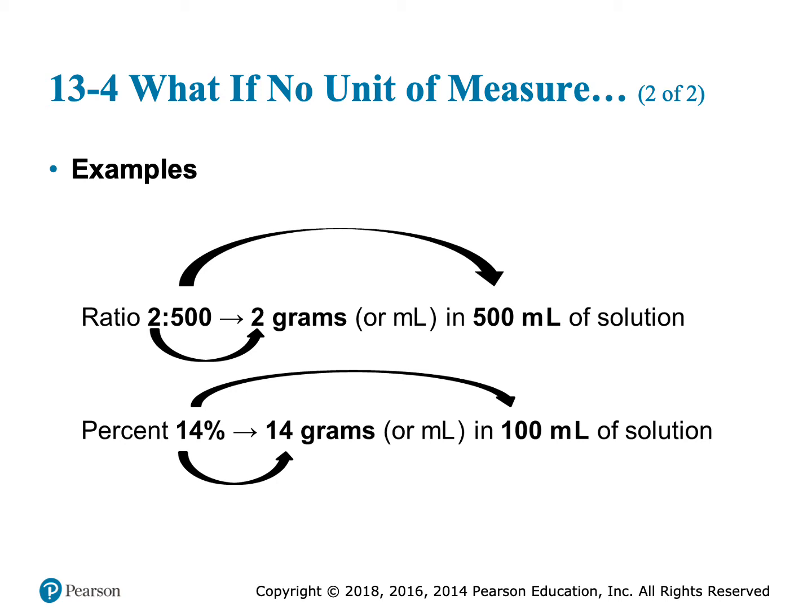So you're told how much drug is dissolved in how much solution. So here we see the ratio 2 to 500. What does this mean? This means that there are 2 grams in 500 mLs of solution, grams or mLs, in 500 mLs of solution. What about 14%? 14% means that there's 14 grams or mLs in 100 mLs of solution.